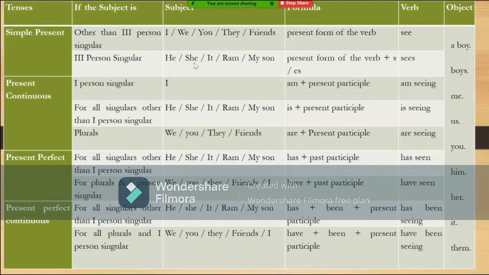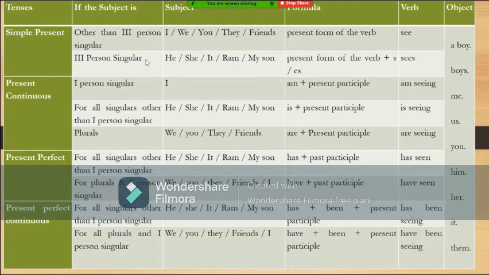So in the third person singular category we have 5 possibilities. Totally we have 10 possibilities. That means they can become subjects. There are only 10 chances for a subject to be in a sentence. Here for third person singular we have he, she, it, Ram, my son. For them we have a separate method.